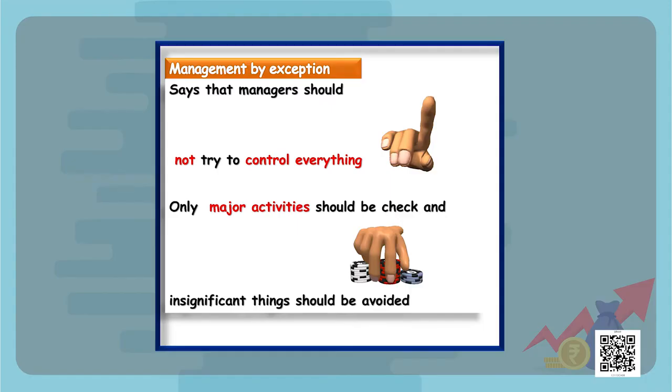Then we have management by exception. Managers say that an attempt to control everything results in controlling nothing. So we should try to ignore minor deviations and always focus upon major deviations.